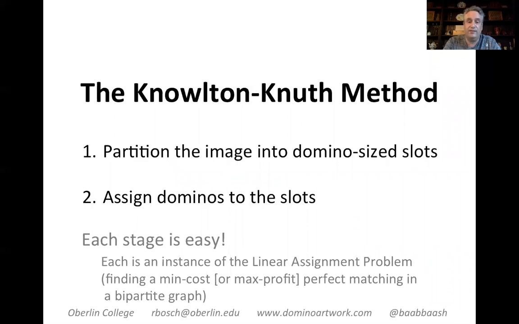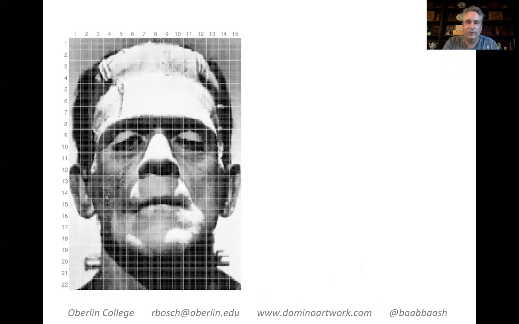Each is an instance of what operations research people call the linear assignment problem, and theoretical computer scientists and mathematicians would call this the problem of finding either a minimum cost or a maximum profit perfect matching in a bipartite graph. This problem is one that can be solved in polynomial time. So let me illustrate it.